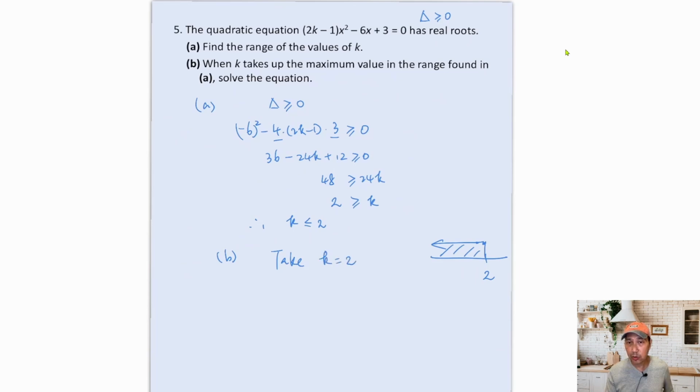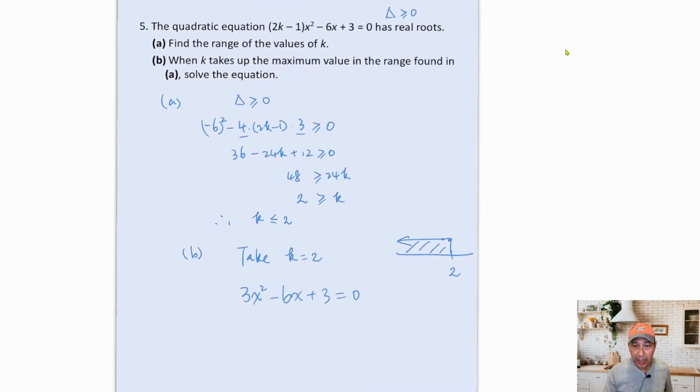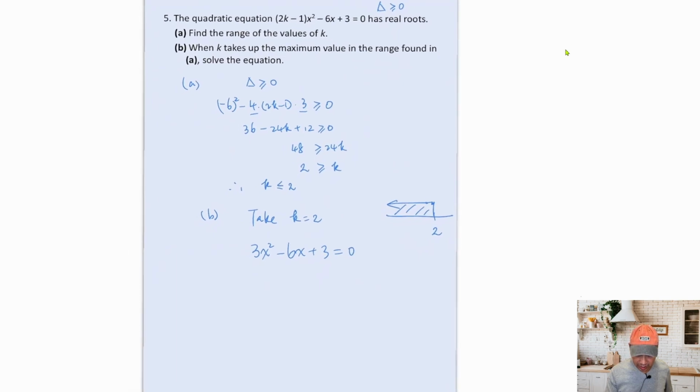Substitute k equals 2 back into the quadratic equation. So the equation becomes 3x squared minus 6x plus 3 equals 0. Okay, we divide the whole equation by 3. This one is obviously negative 1, negative 1. So (x minus 1) squared is 0. So the answer is x equals 1.